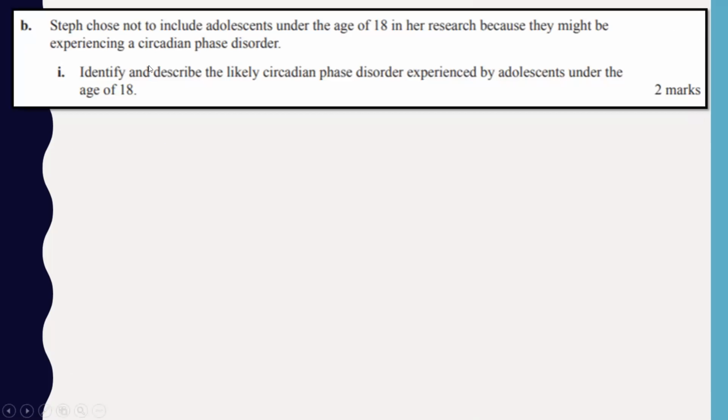So I'm going to get you guys to do this yourself. I'll probably put 3 minutes on the clock. You don't have to write a full answer, just jot down what you might include. It said Steph chose not to include adolescents under the age of 18 in her research because they might be experiencing a circadian rhythm phase disorder. Identify and describe the likely circadian phase disorder experienced by adolescents under the age of 18.